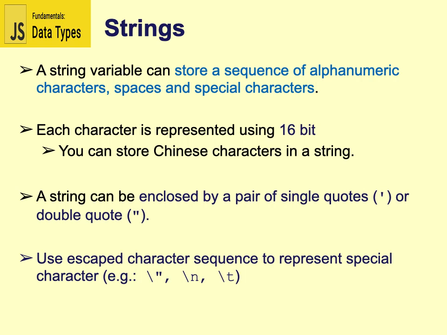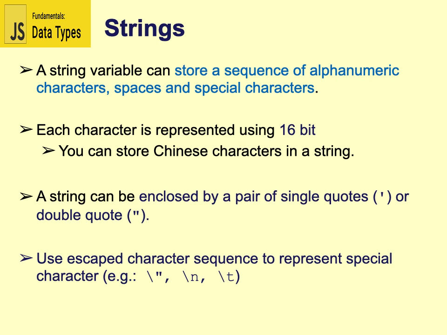Now we come to strings. A string variable can store a sequence of alphanumeric characters, spaces and special characters. So spaces and special characters are allowed here in strings. A string variable can store a sequence of alphabets, numbers, spaces and special characters. Each character is represented using 16 bits, so each character width is 16 bits. So you can store Chinese characters in a string. A string can be enclosed by a pair of single quotes or double quotes.